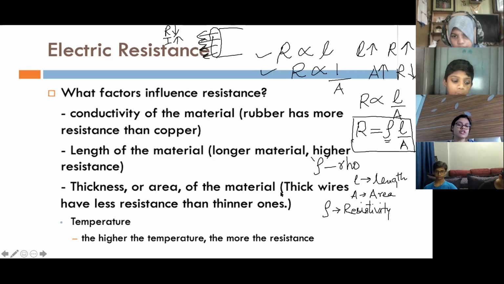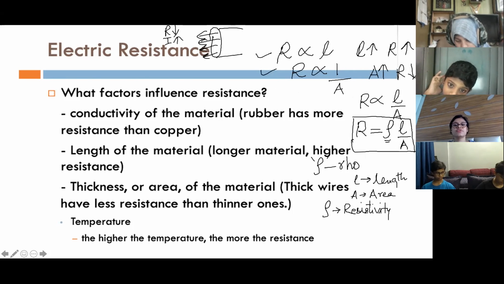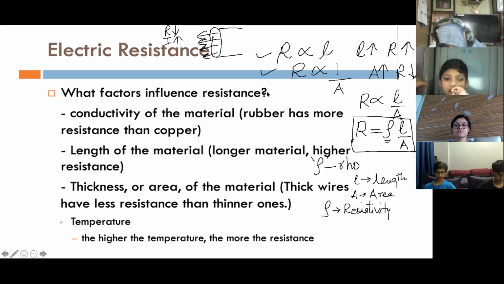So what we learned today are the factors on which resistance depends. Resistance depends on length and on area of cross section, so R is equal to rho L by A. You can see that when L increases, R increases. When A increases, R decreases. So this is the formula for resistance. Is it clear, everyone? Yes. Okay. Should I erase this? Yes, ma'am.